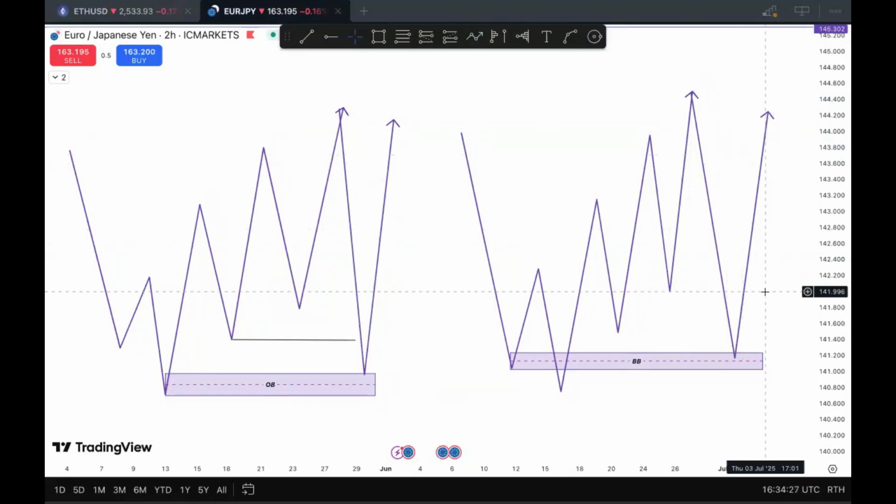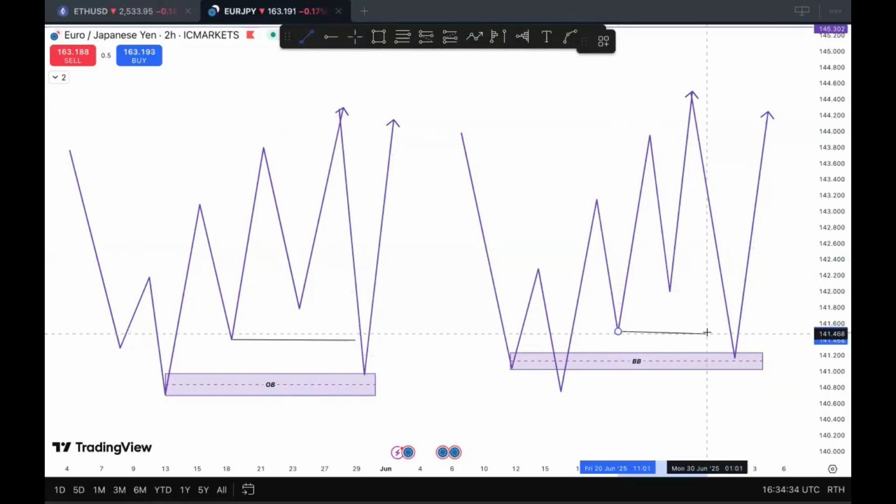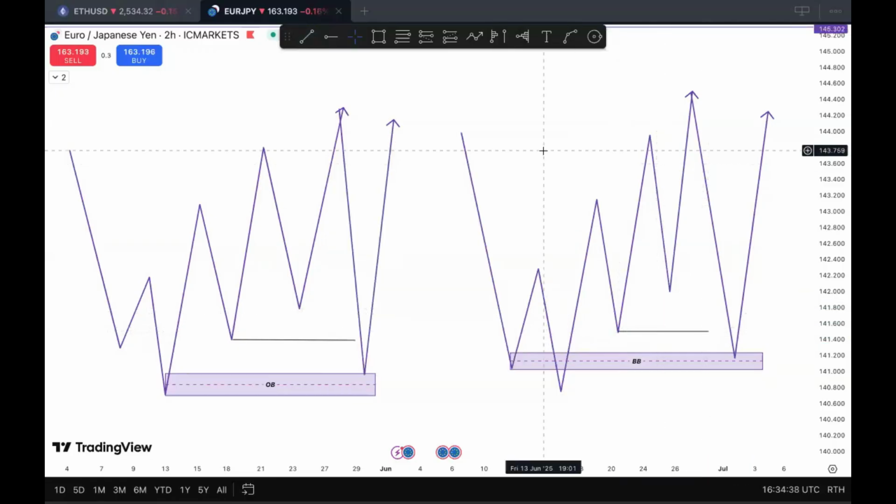Do you understand? Remember, price will always sweep the last low, which is your engineered or structural liquidity.